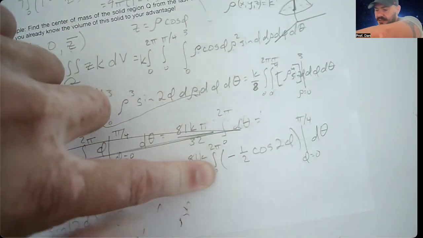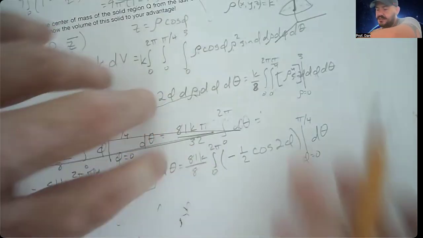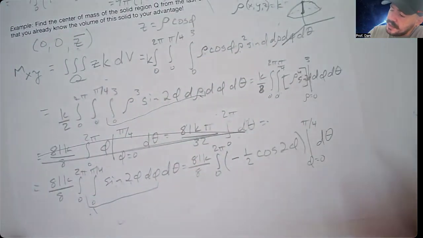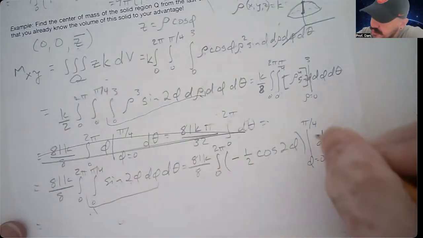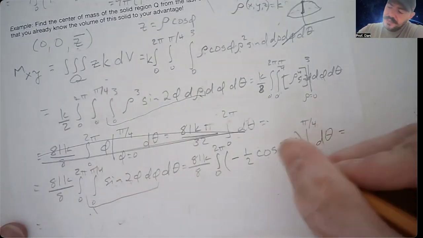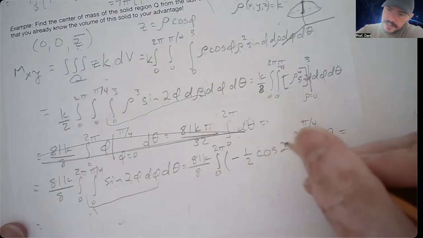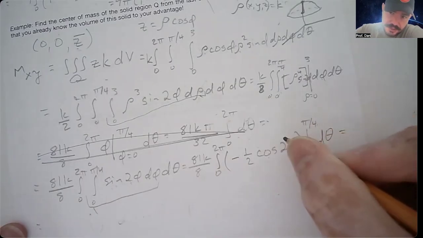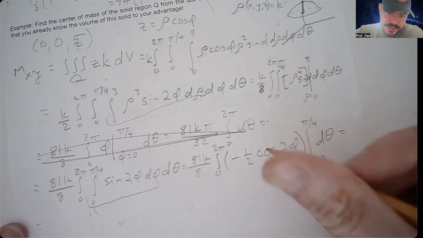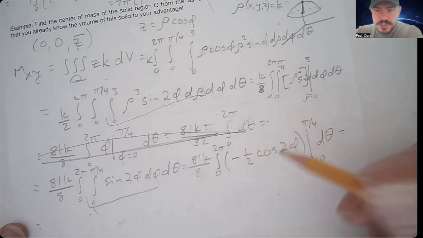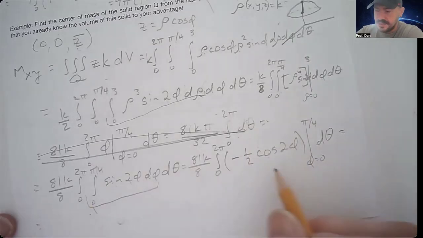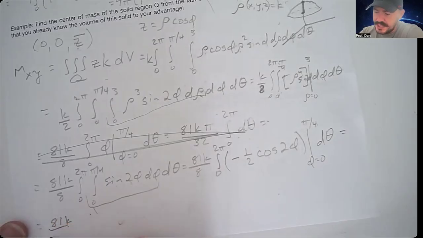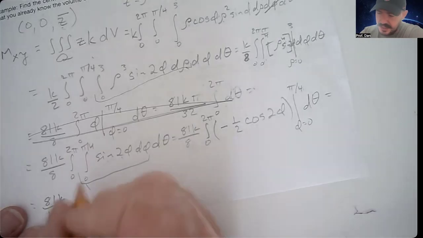Erase this identity. Give us some more space. All right. So anyway, when I plug pi over 4 in, I'm taking cosine of 2 times that. So cosine of pi over 2, guess what that is? That's 0. Then when I take cosine of 0, guess what that is? That's 1. So we get 0 minus negative 1/2 times 1, also known as just 1/2. So I can take the 1/2 outside to multiply the 8 in the denominator. I get 81k over 16.